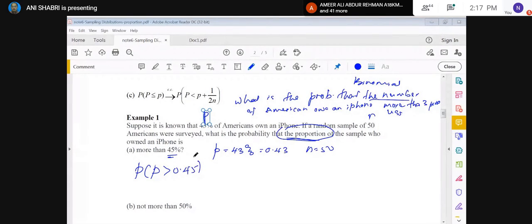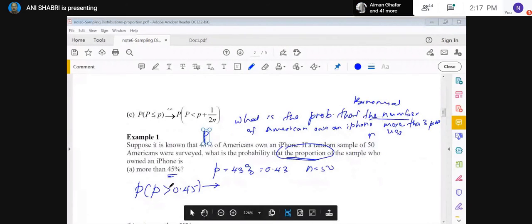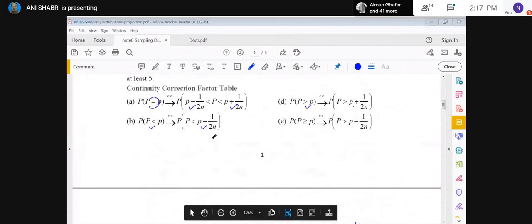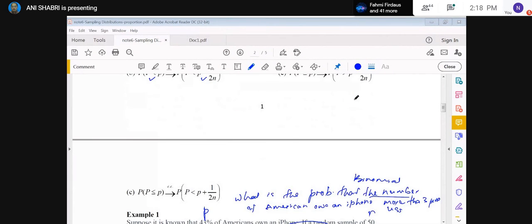Okay, how to calculate? The first step, you must use the arrow. Look at the formula. This one is greater, plus or minus. Look at the formula, which one, A, B, C, D, is greater? D. Look at D, the symbol is plus, the symbol is plus 1 over 2n. Okay, this is the first step.